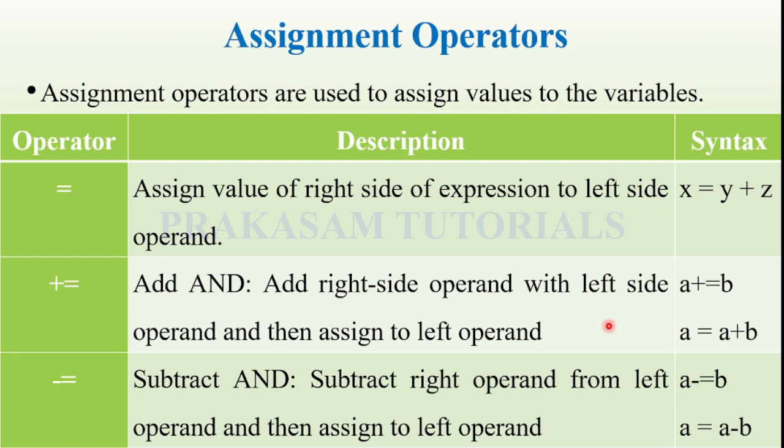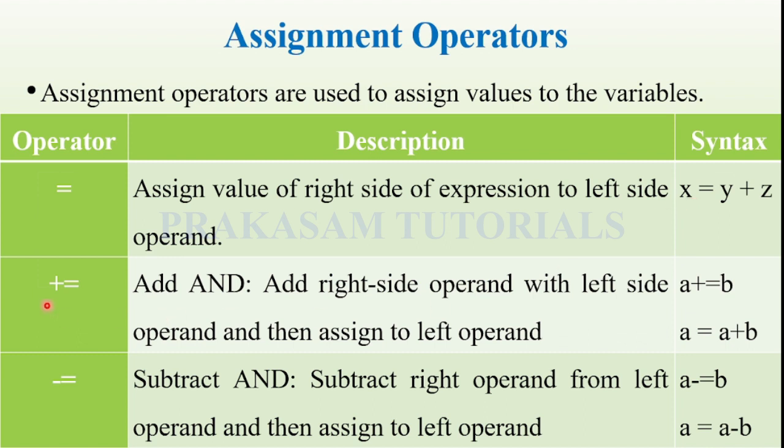In Python, there are different types of assignment operators. The first is the equal assignment operator. It assigns the value of the right side of the expression to the left side operand. So this is the right side of the expression, and this is the left side operand.